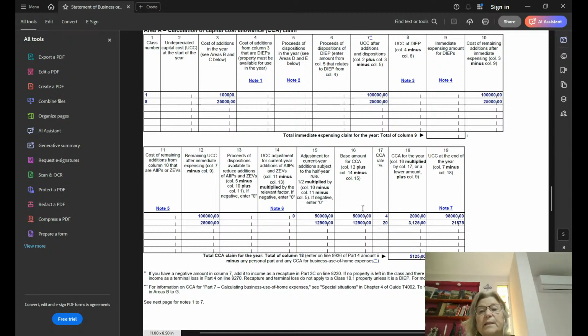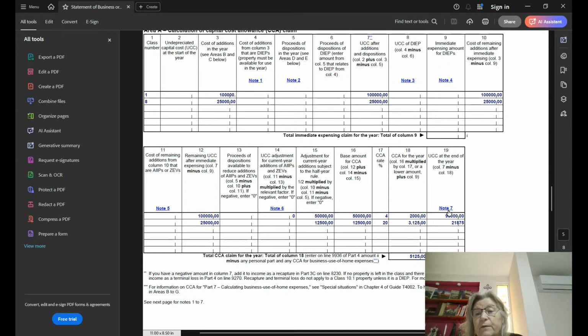So here's our base amount for calculating the capital cost allowance, the portion we are allowed to deduct for tax purposes. We're not allowed to deduct 100%. We have to base it on Revenue Canada guidelines. So 50,000 times 4% for the building is 2,000. 12,500 times 20% for the new heating cooling equipment I put in was 3,125. So then what we do is we get a total that we can deduct, 5,125.